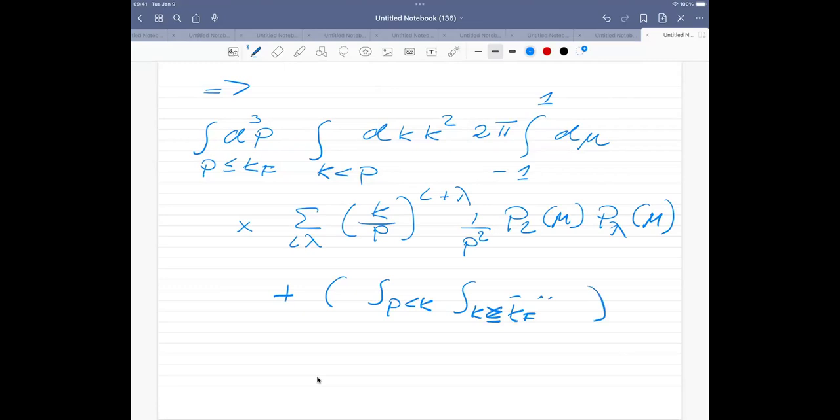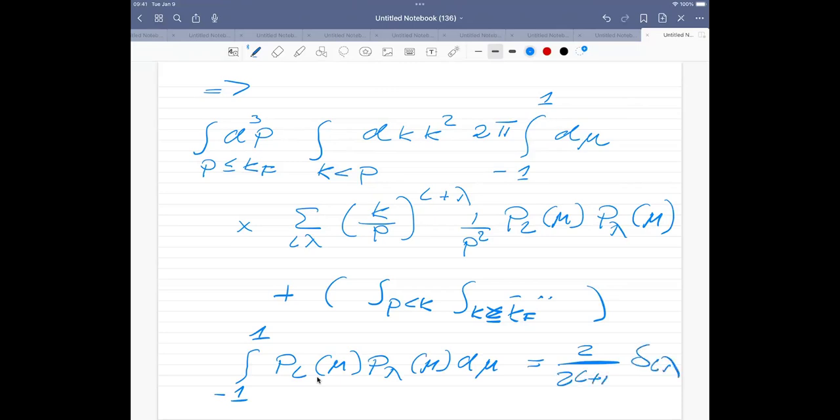Now, what I can use now, and this is the benefit of what we have done, is that the Legendre polynomials in this domain are defined from mu -1 to +1. What I have now is a magic orthogonality relation: the integral of P_L of mu times P_lambda of mu d mu is simply equal to 2 over 2L plus 1 times delta L lambda.